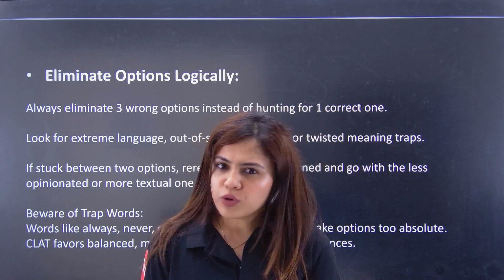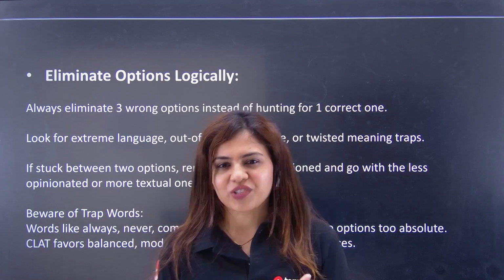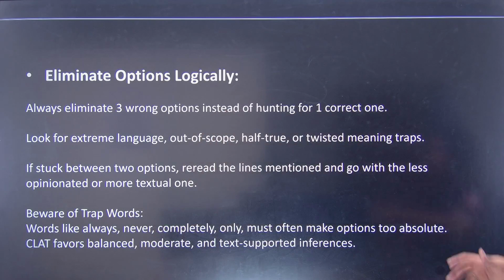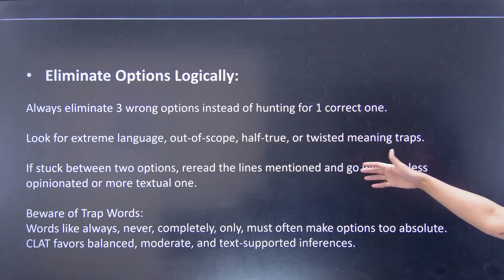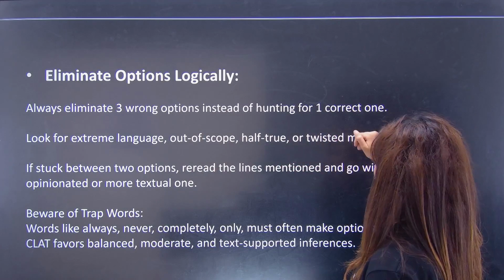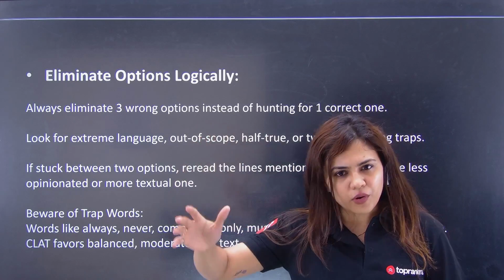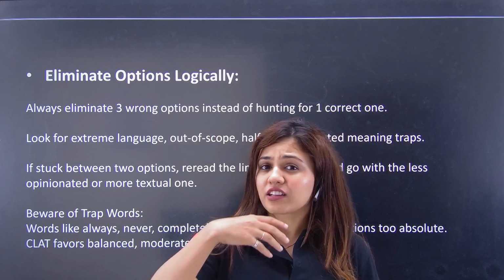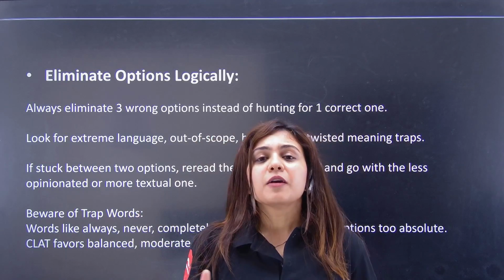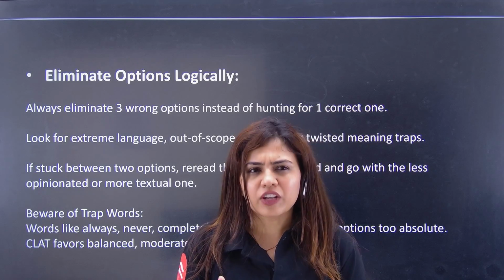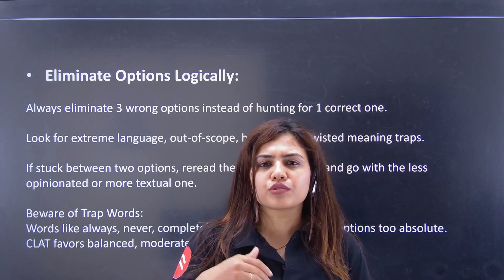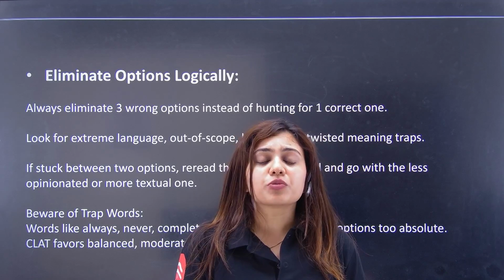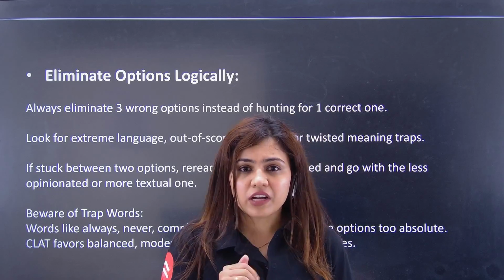Okay, now how do we eliminate? That is the basic question here, right? So, first of all, you can look for extreme language, out of scope, half true, or twisted meaning traps. Of course, they are going to lay down the traps so that you can actually get confused, bamboozled by it. But the thing is, you need to be smarter than that. When you see words like absolutely, solely, primarily, you need to be extremely vigilant that those are your traps.